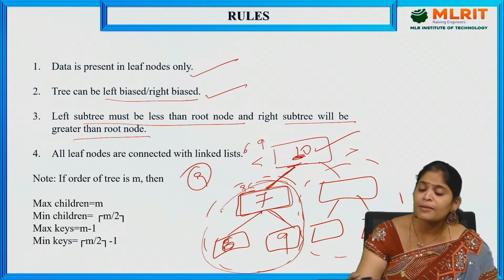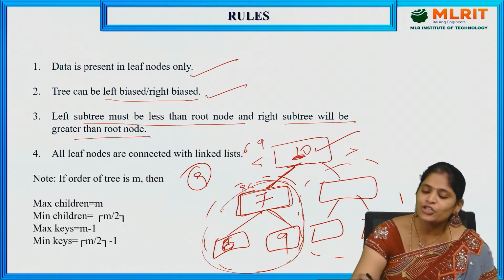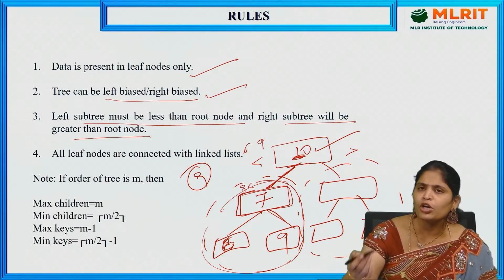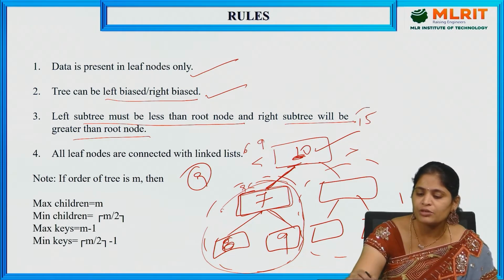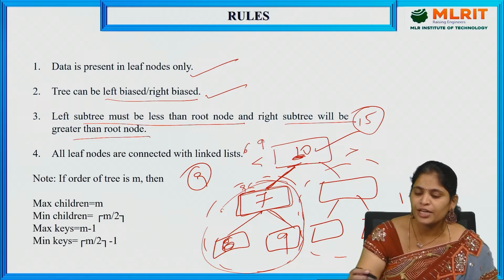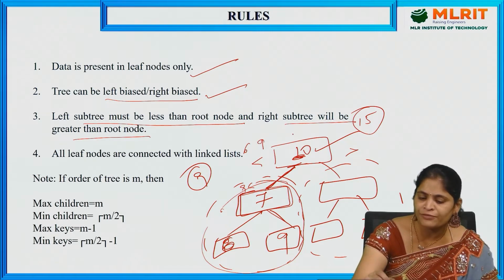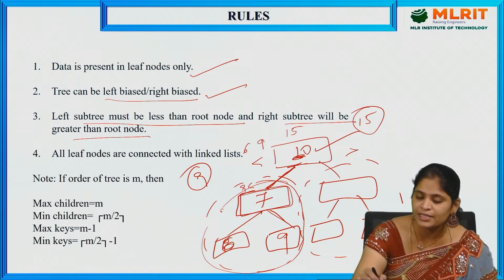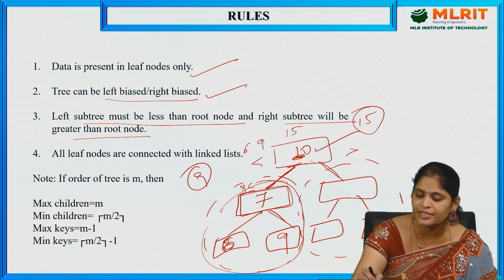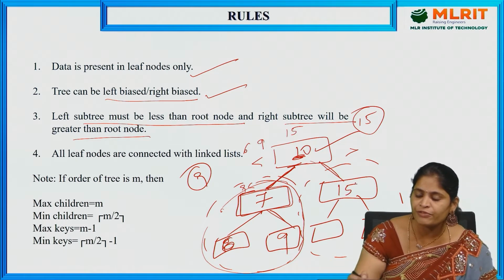In the same manner, if I want to insert 15, where should I insert? From the root node I search whether 15 is less than 10. No, 15 is greater than 10. So I use the right side pointer and insert 15 here.